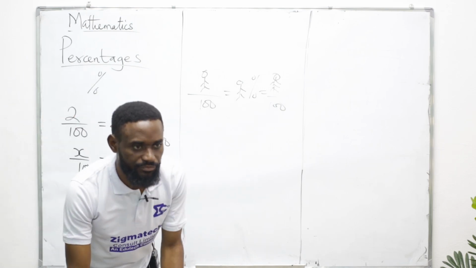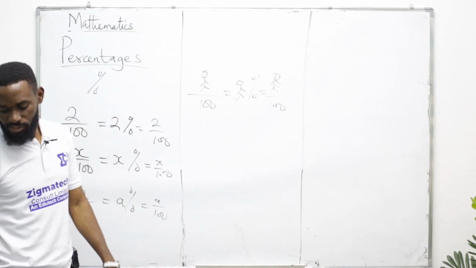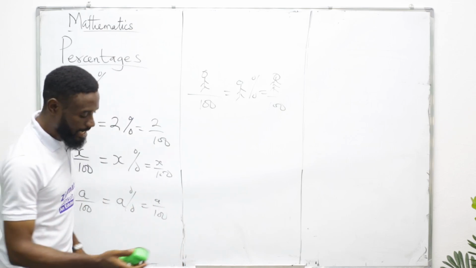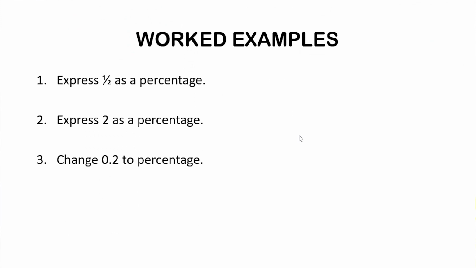So let's get some examples on percentages and see how fast we can run with that. Okay, so we have here the first thing they say, express number 1, express 1 over 2 as a percent, as a percentage, full stop. Simple.